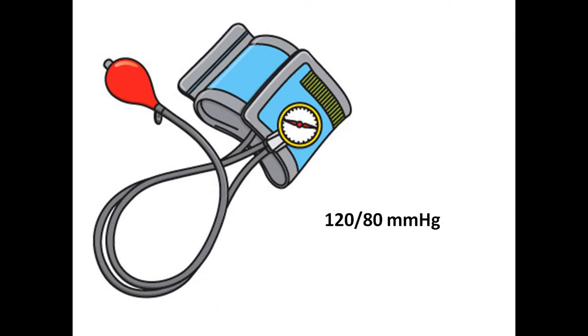The second vital sign is blood pressure. The normal value is 120/80 millimeters of mercury. The top number represents the systolic pressure, which is when the cardiac muscle is contracting. The bottom number represents the diastolic pressure, which is when the cardiac muscle is relaxing.